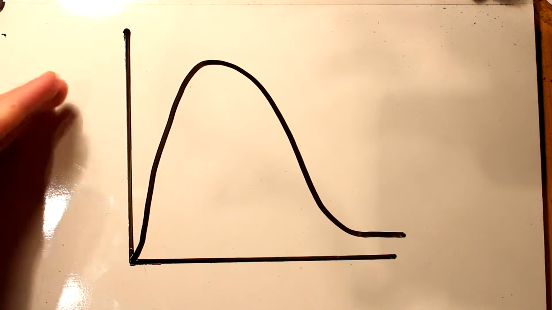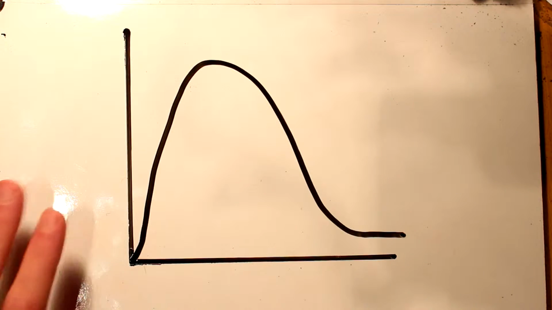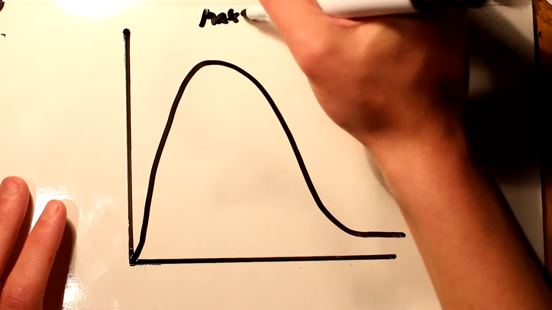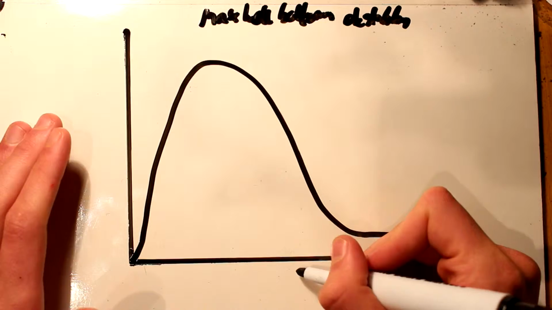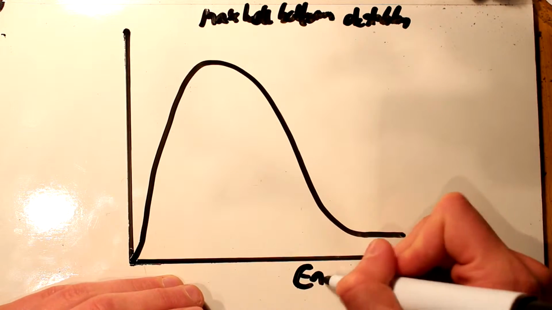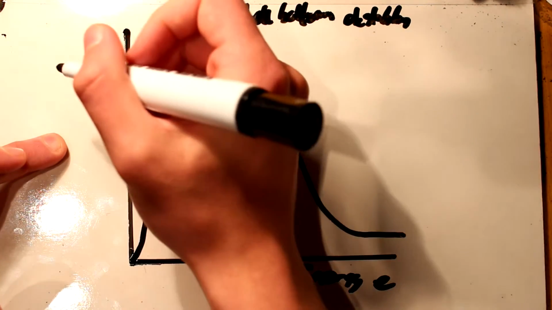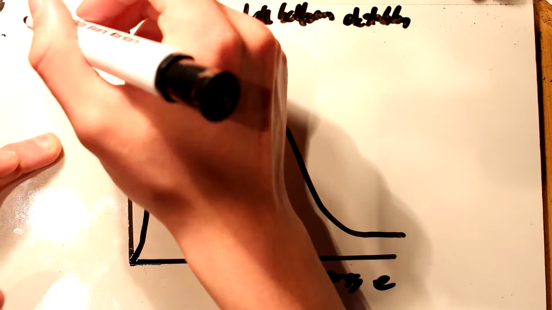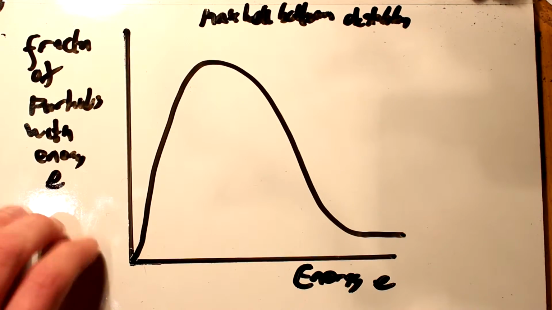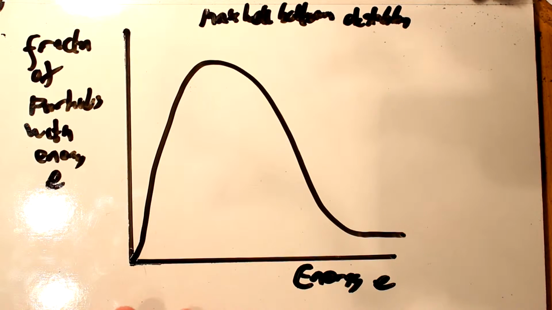So you may have seen this sort of graph before, which is called the Maxwell-Boltzmann distribution curve. I'm going to label the axes up. On the x-axis is energy E, and on the y-axis it's the fraction of particles with energy E. You need to know how to label these axes up because it does get asked in questions like the one later. You also need to know what this curve means.